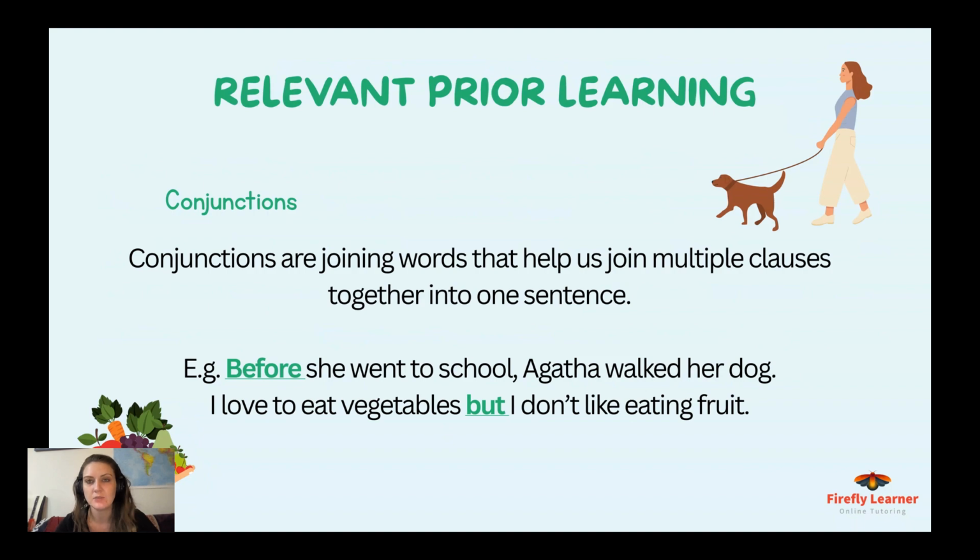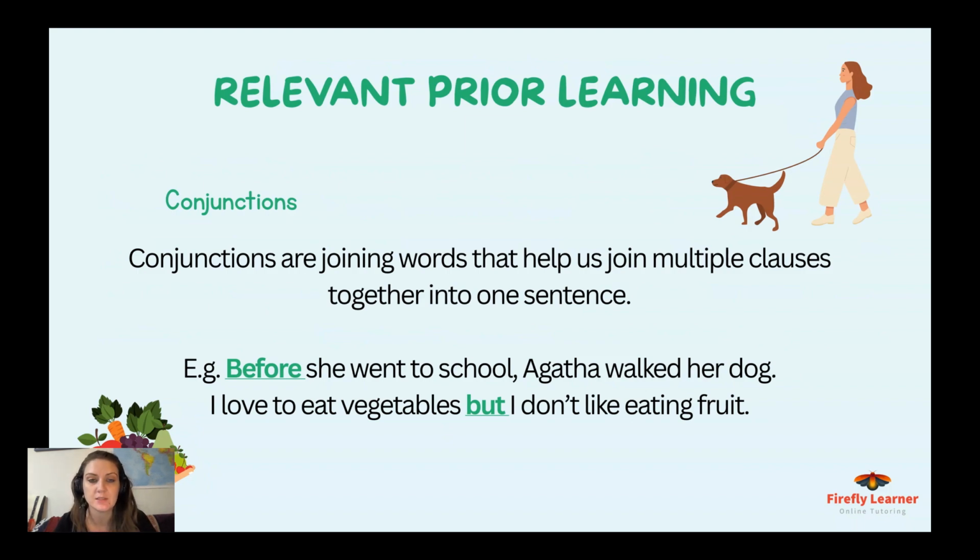The next language feature that I think is really important to use lots of when you're writing description would be conjunctions. So we use conjunctions to add in extra information or to join clauses together. So for example, before she went to school, before is the conjunction that allows us to join she went to school and Agatha walked her dog into one sentence.